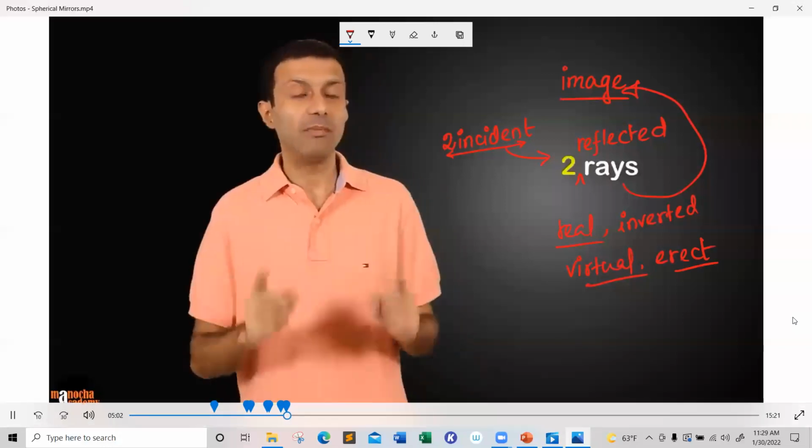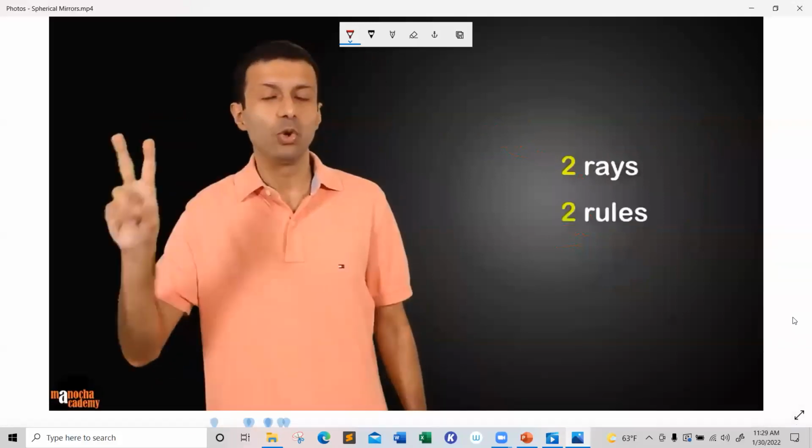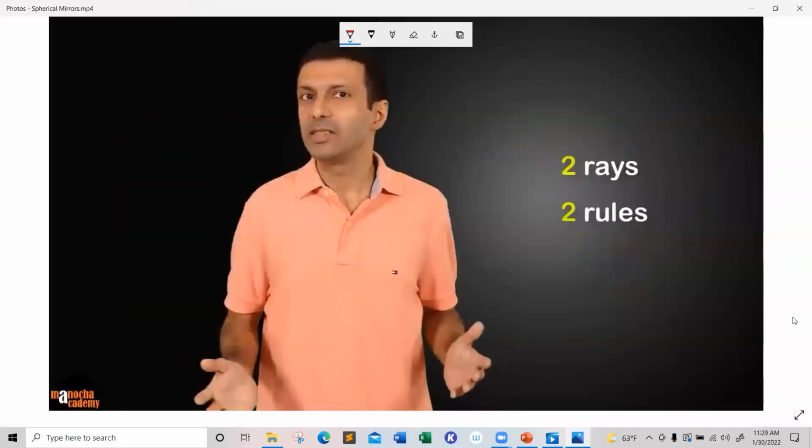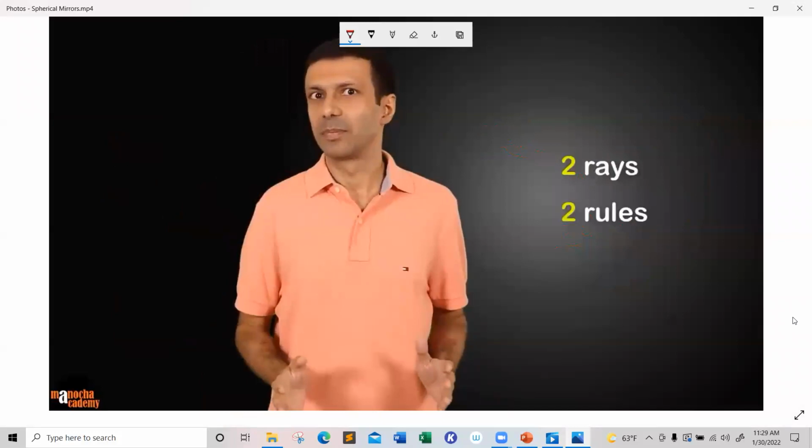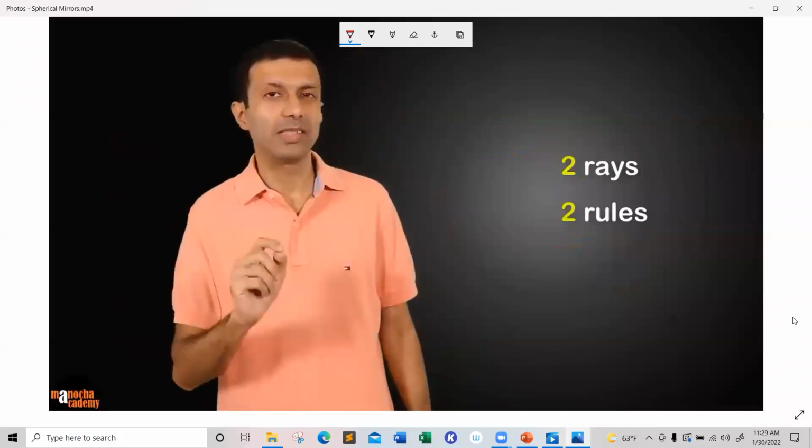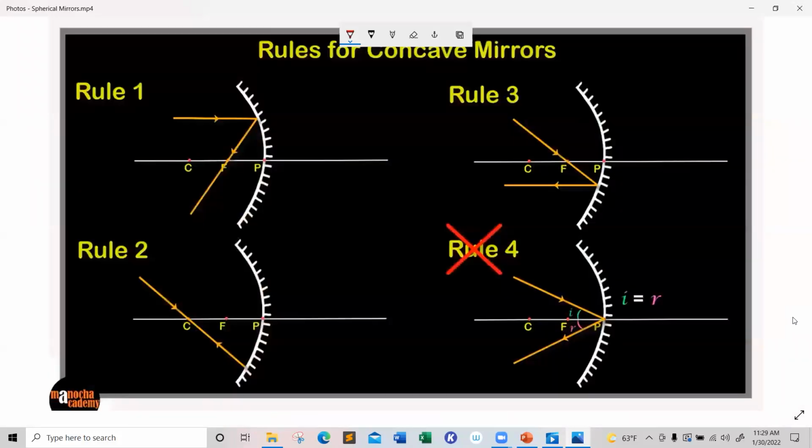So for concave mirrors, you need to select two rules that are convenient for the diagram. Now an important note here is, avoid using the fourth rule unless really necessary.